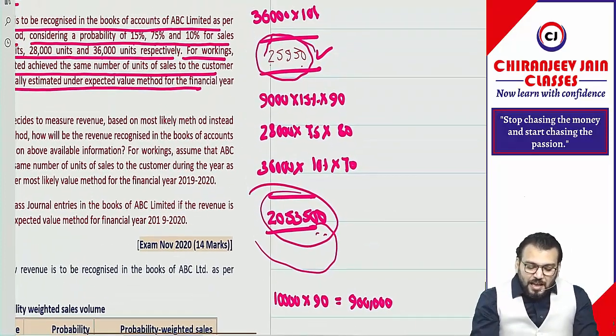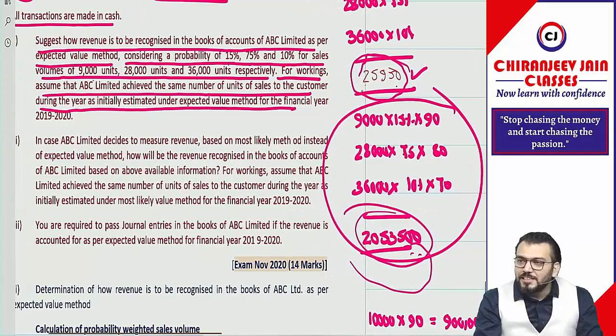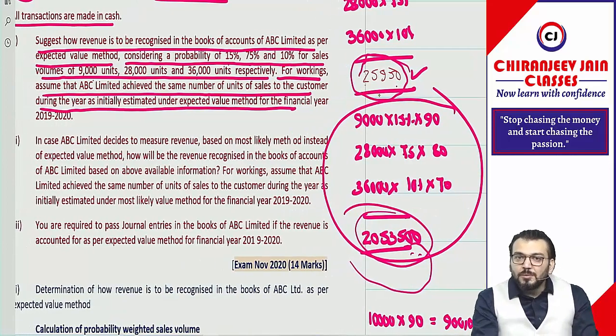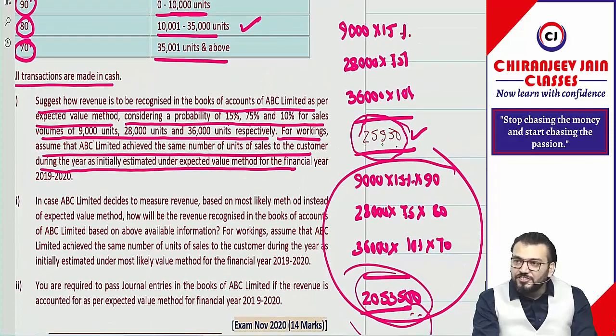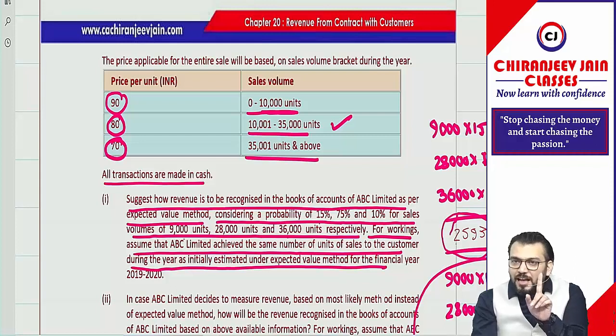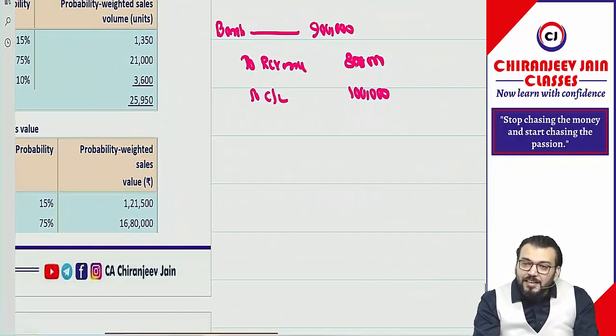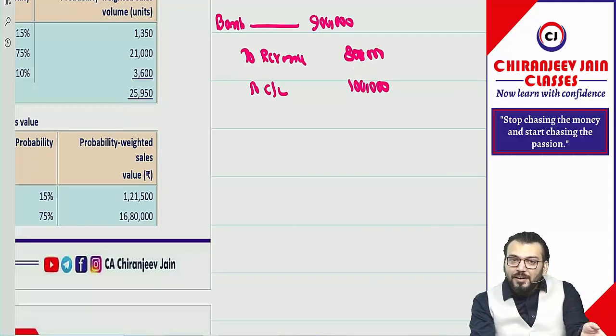Correct? Means I have not done this calculation. I am just giving my viewpoint first, then we'll come to the suggested solution also. Now, we have calculated the expected number of units to be sold. The revenue will be recognized based on this range. So this range is coming at 80, but for the first 10,000 units, I will charge the customer 90 only. How much amount will be received for the first 10,000? 90. So the amount received is what? 9 lakh.